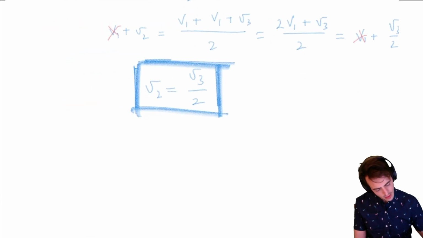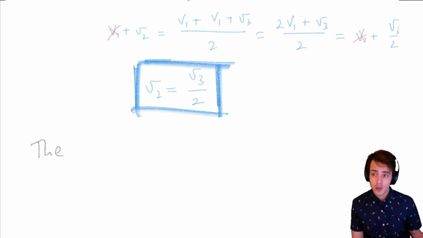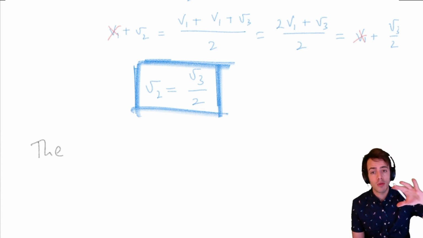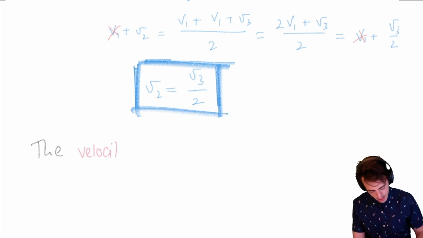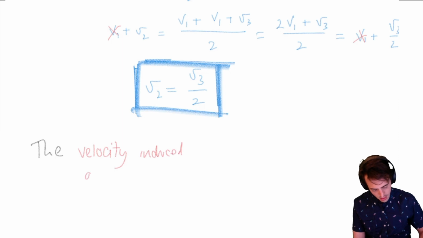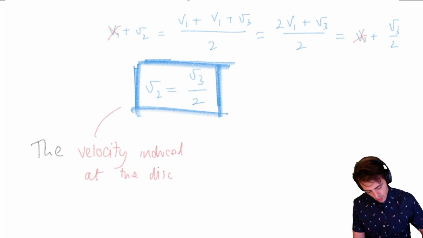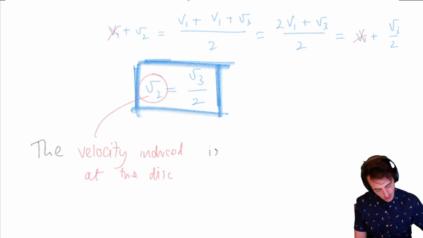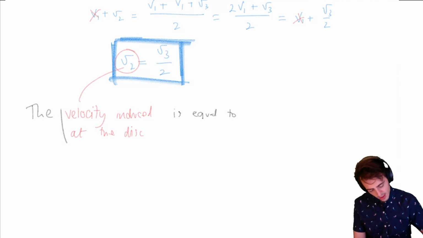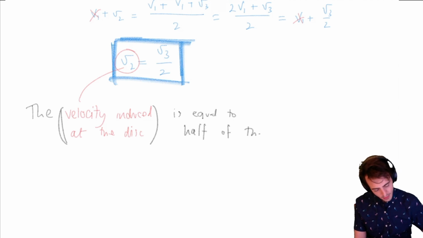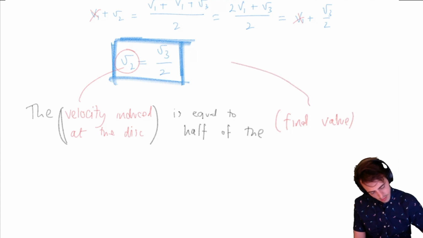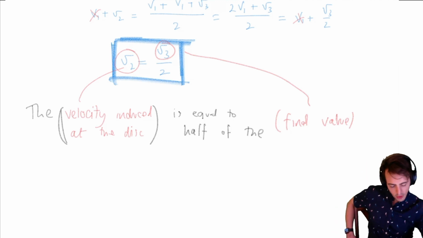What is this saying? This is saying that the velocity induced at the disk, i.e. the bit that we care about because it contributes to the advance angle and it's what contributes to the total effective velocity, which is this bad boy here, is equal to half of the final value. Okay, so the velocity induced at the disk is equal to half the final value.